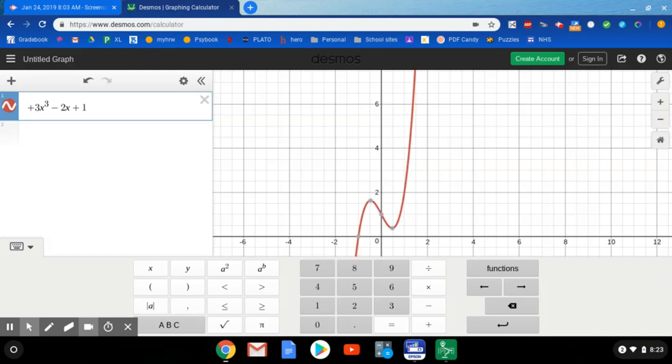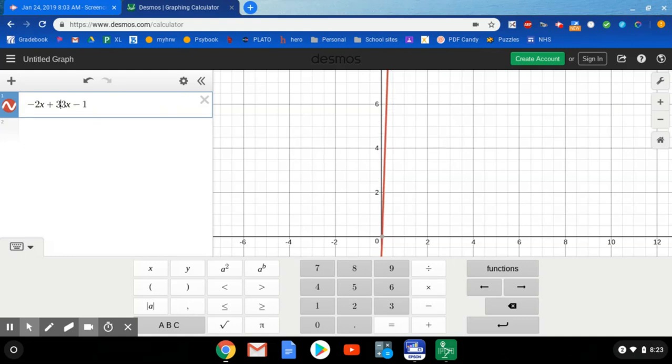Okay, so this was number 6? Did I type that in right? No. Negative 2x plus 3x. I had all sorts of stuff in the wrong. Nope, that's not even a thing. Now I'm really messing this up. You didn't mess up, I did.